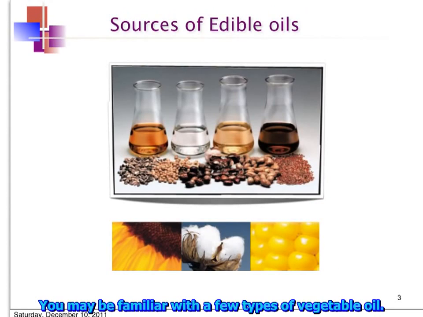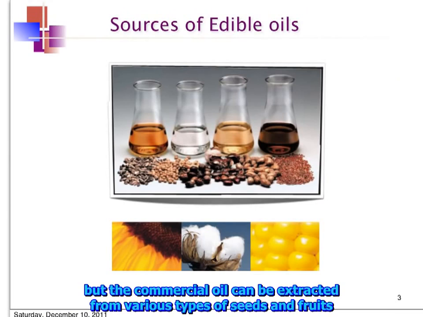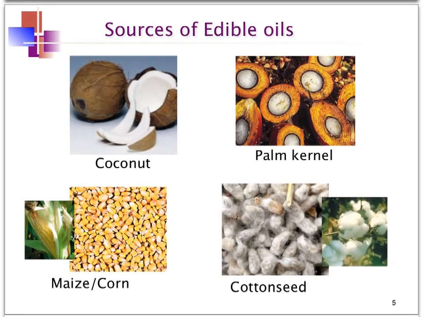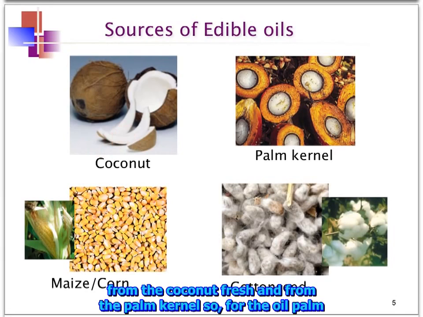You may be familiar with a few types of vegetable oil, but commercial oil can be extracted from various types of seed and fruits. For example, on this slide you can see that oil can be extracted from the soybean, from the palm fruits, from canola, from sunflower, from the coconut flesh, and from the palm kernel.